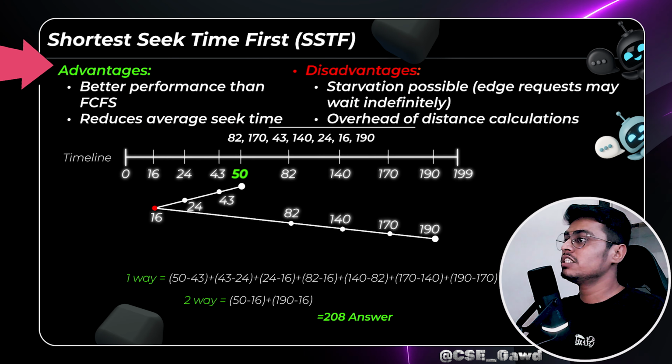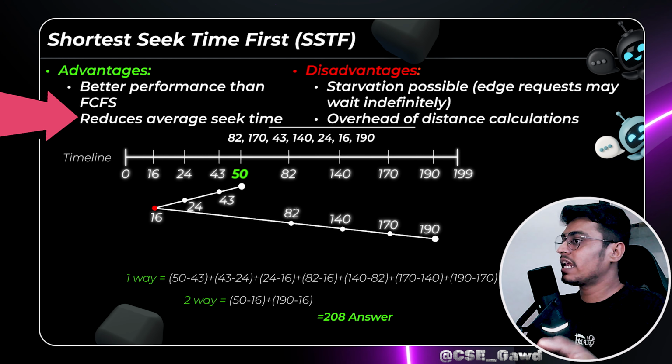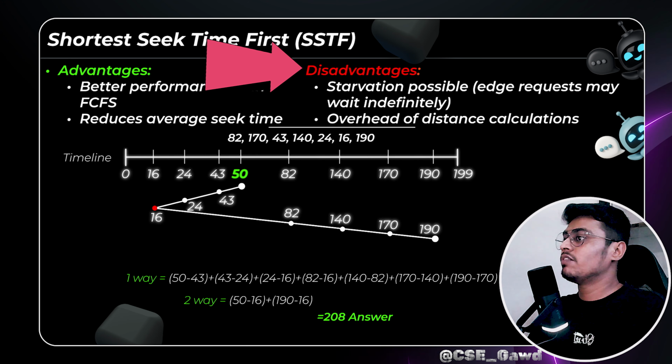Now what are the advantages of SSTF? Better performance than FCFS. It reduces average seek time and it also has good response time for most requests. Now what are the disadvantages?